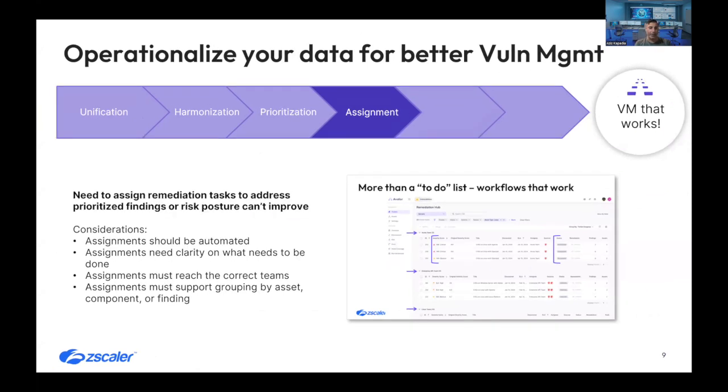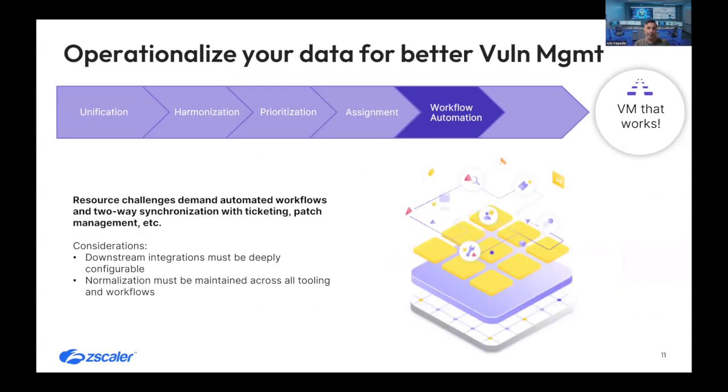Next, workflow and automation. Well, we've assigned it to someone. What are we going to do about it? Our most common integration is a ticketing system. We do two-way synchronization, so you can track progress bidirectionally, but we're not just limited to ticketing integrations. We can integrate with workflows like patch management for auto patching. We can integrate with cloud workload protection. We could even integrate with kill switches, just in case you've got some critical vulnerability with some threat and you just want to shut it down. We can automate that for you. Downstream integrations must be deeply configured. The normalization has to be maintained across all tooling and all workflows.